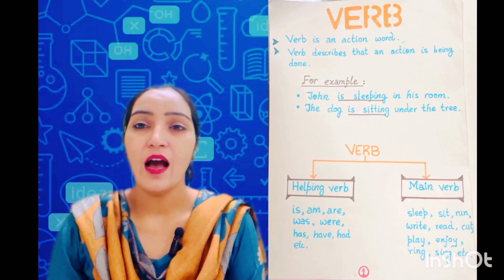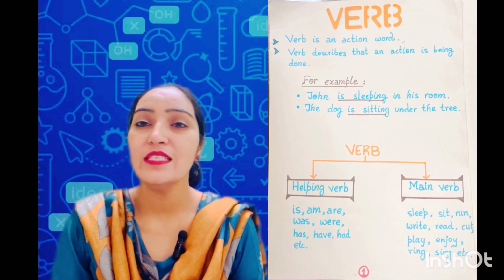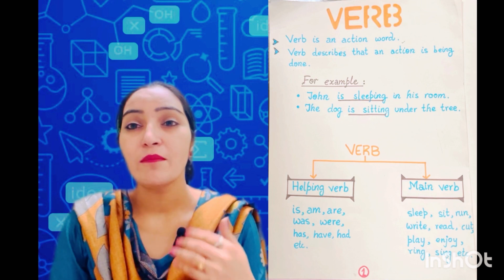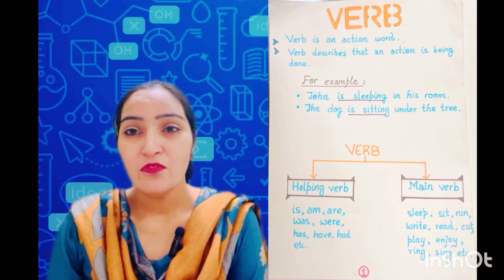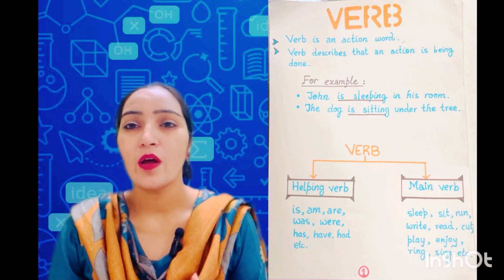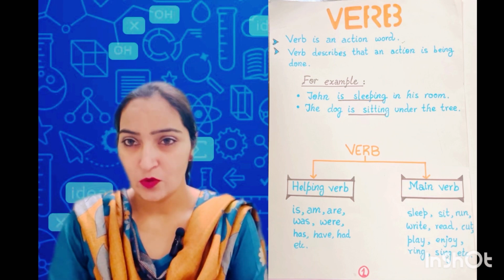Is, am, are, was, were, has, have, had. All these are helping verbs. They help the main verb in telling about the tense and in completing the sentence. Now, the main verbs are sleep, eat, write, run, cry. All these are main verbs. I hope this is clear to you.